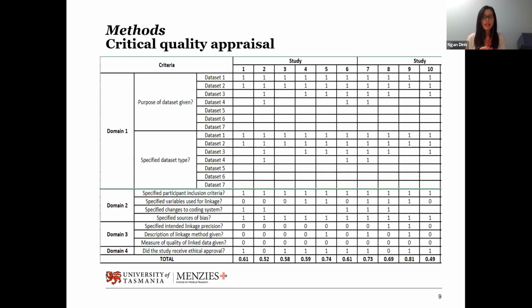And because each included paper used a different number of databases, for the first domain we calculated the average number of points achieved in each item. And the total number of points obtained from all items divided by the number of applicable items was the quality score for each study. And categorizing studies as low, medium, and high quality was based on the lower and upper quartiles of quality scores.